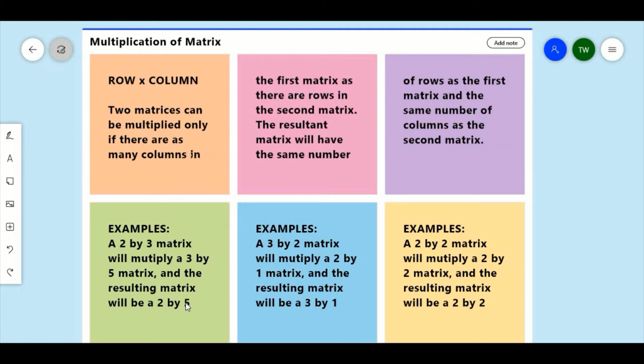And the same is true if you are given a 3 by 2 matrix to be multiplied by a 2 by 1 matrix. Then the resulting matrix should be a 3 by 1 matrix. And it is also true that if you are given a 2 by 2 matrix to be multiplied by another 2 by 2 matrix, the resulting matrix will be a 2 by 2 matrix, right?